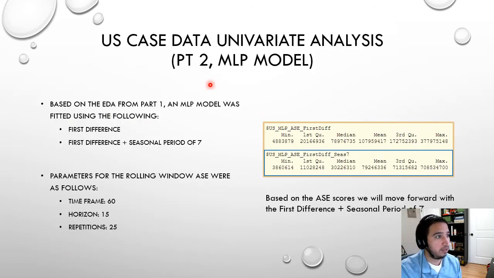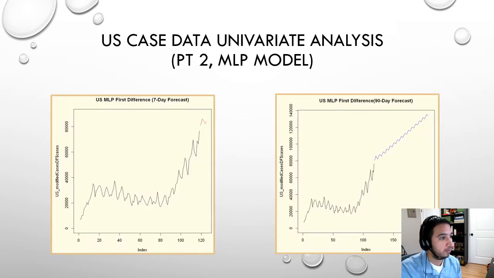So for our next analysis, we did another MLP model, and we used the same as we did within the previous, with the first difference and first difference of seasonal period of 7. And we let the model run, and what we ended up getting was these AIC scores, and it really looked like the median AIC first difference seasonal equals 7 had the best score. So that's what we used moving forward within our forecasts. And this is where you see here that over the next few days, as well as the next 90 days, it continues to increase.